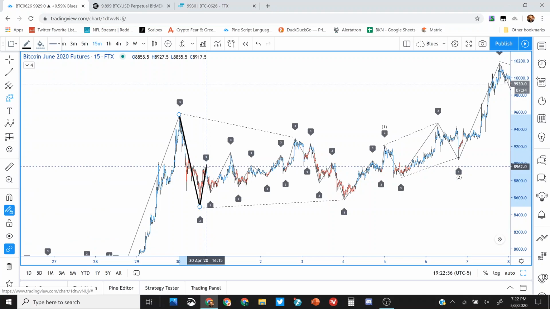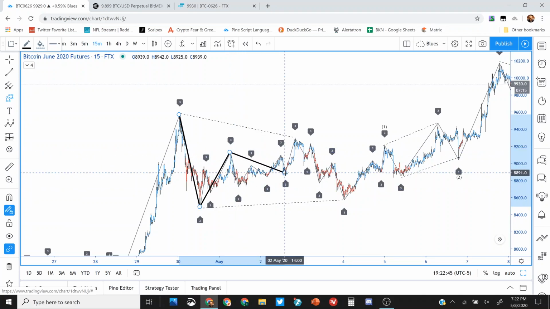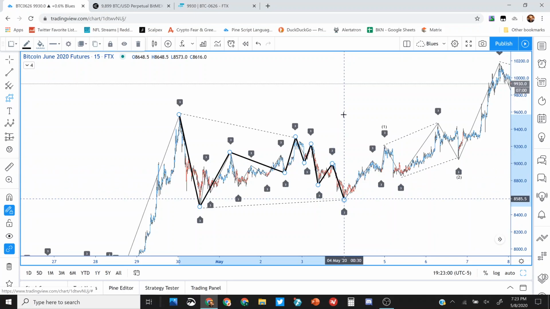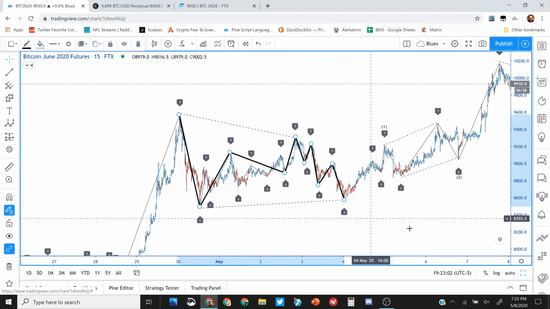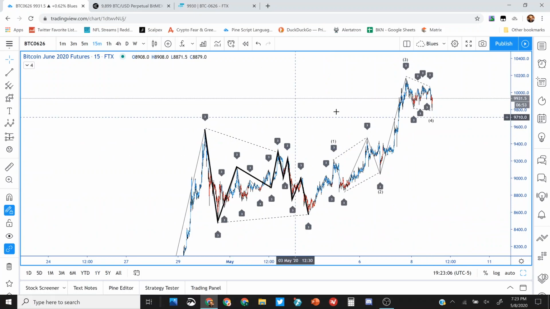And then we had this structure up, 1, 2, 3, A, B, C, A, B, C, and the impulse up. So 3, 3, 5. And then it gave us a 5 count down, 1, 2, 3, 4, 5, for a very clear ABC correction. And we've started an impulse out of that correction.